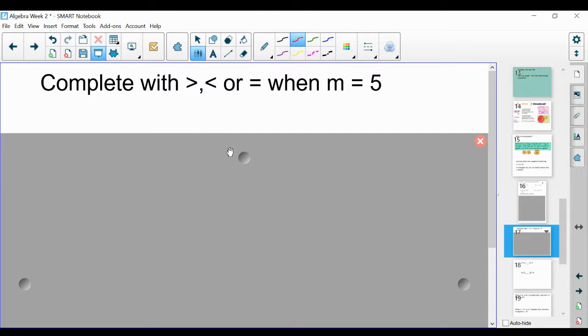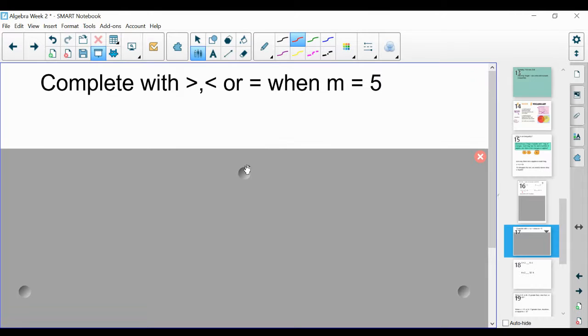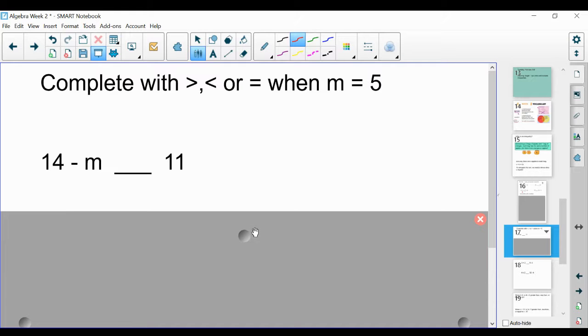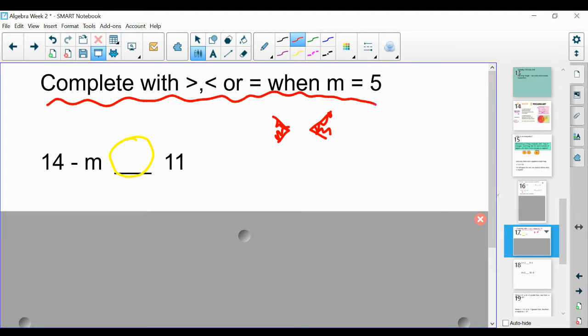One thing you're going to do today is a combination of inequalities and that evaluating we did yesterday. Okay, so here we have two sides of our, we're not going to call it an equal sign, but here is where we're going to put our comparison symbol right here in the middle. Okay, remember alligator eats the bigger number. It is hungry, can go either direction. And before we can solve this, we need to evaluate each side of this. Now 11, we don't have to do much for evaluating, but do you see right here how we have 14 minus our variable? And we're going to complete with greater than, less than, or equal to when m, the value of our variable, equals 5.